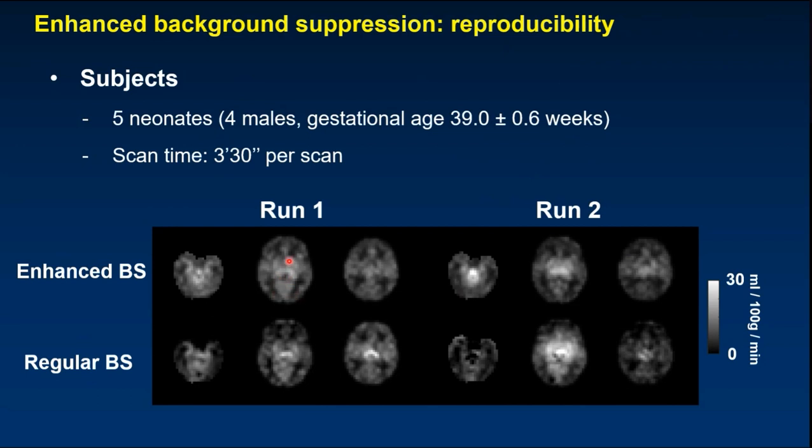We can clearly see the improvement in SNR, even in the cortical gray matter, and you can see a well circumscribed structure within the CBF map. And this nice CBF mapping is very reproducible with enhanced background suppression when compared to regular background suppression.